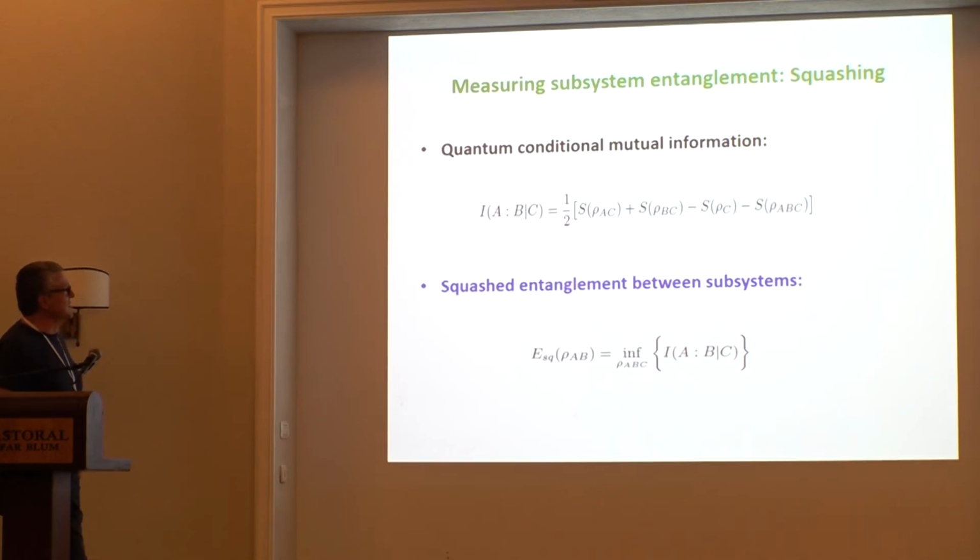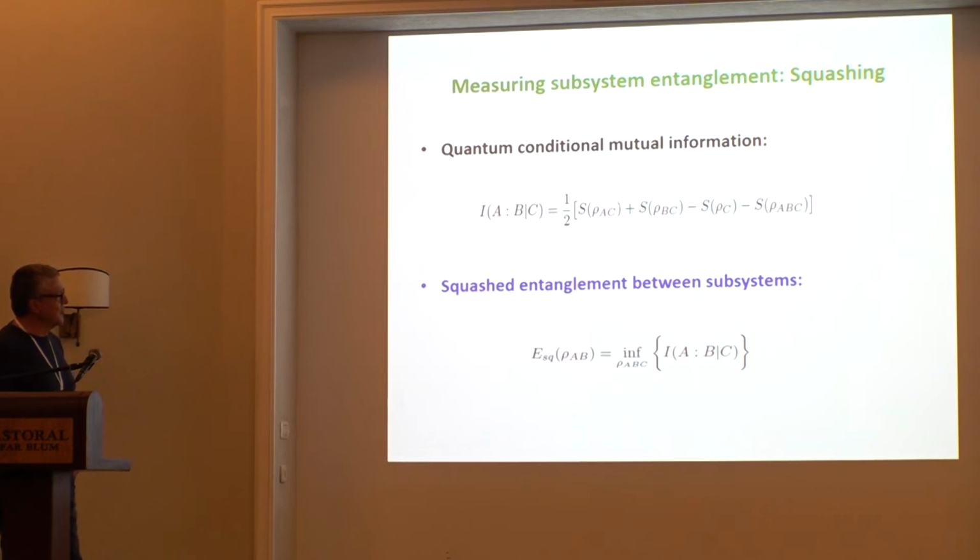The squashed entanglement is built on another quantity, which is called the quantum conditional mutual information. And the quantum conditional mutual information between A and B. So you remember the tripartition ABC I showed you before. And the mutual information between A and B, conditioned by part C, is this apparently complicated combination of reduced von Neumann entropies. But actually, the meaning is rather clear.